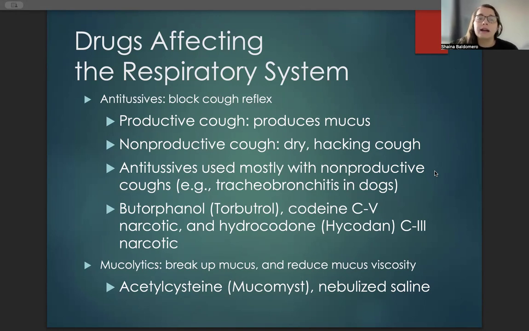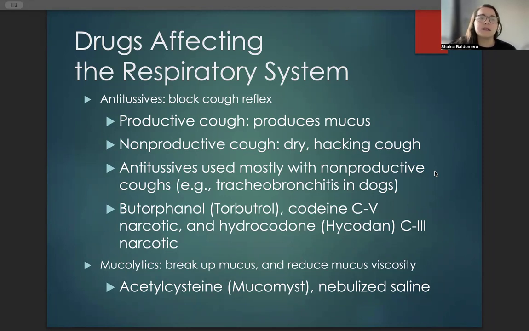More antitussives are going to be butorphanol, which is also known as Torbugesic or Torb. Codeine, we do use codeine in animals. It's also used in humans a lot to help control cough. We can also use hydrocodone. Both codeine and hydrocodone are narcotics. Well, so is butorphanol. It's actually more of an analgesic. That being said, though, all three of these medications, Torb, codeine, hydrocodone, they're all controlled substances.